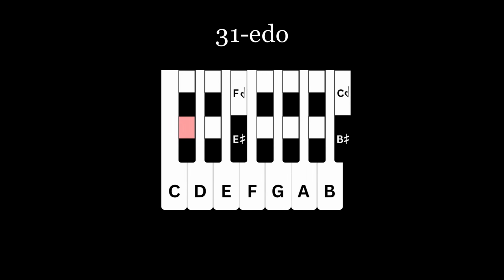The second change is that C sharp and D flat are once again no longer enharmonically equivalent, just like in 19-edo, with the lower note being C sharp and the higher note being D flat. So our fully labeled keyboard would look something like this.